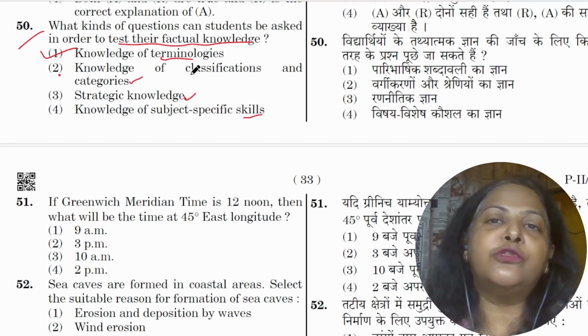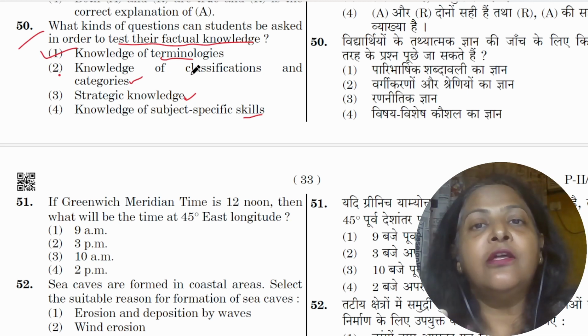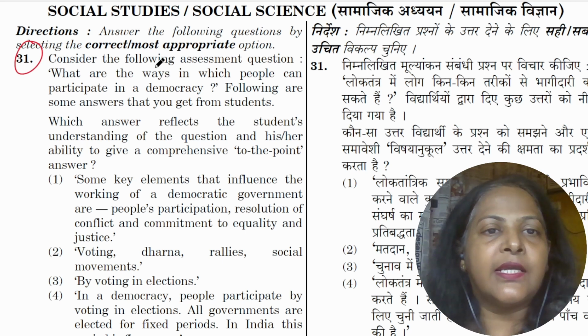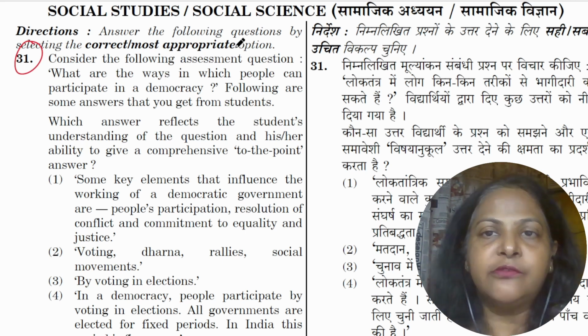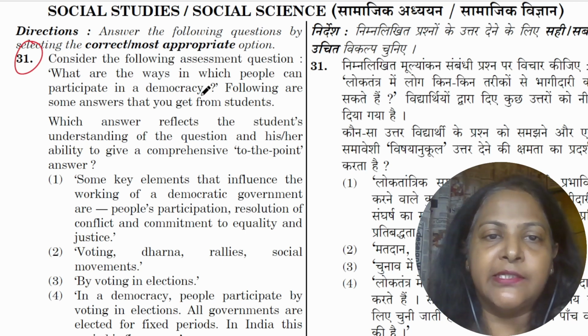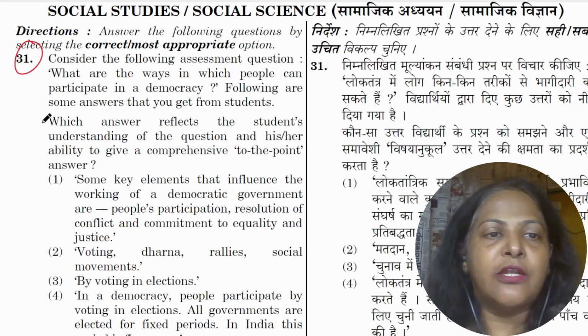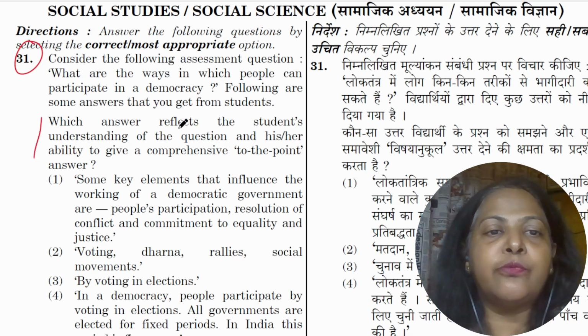Let's go on to those which ask questions based on the level. So I've come to the first question, which is question 31. Consider the following assessment questions. So broad topic is assessment. What are the ways in which people can participate in democracy? Following are some answers that you get from students. Now you are being asked which question reflects the student's understanding of the question.